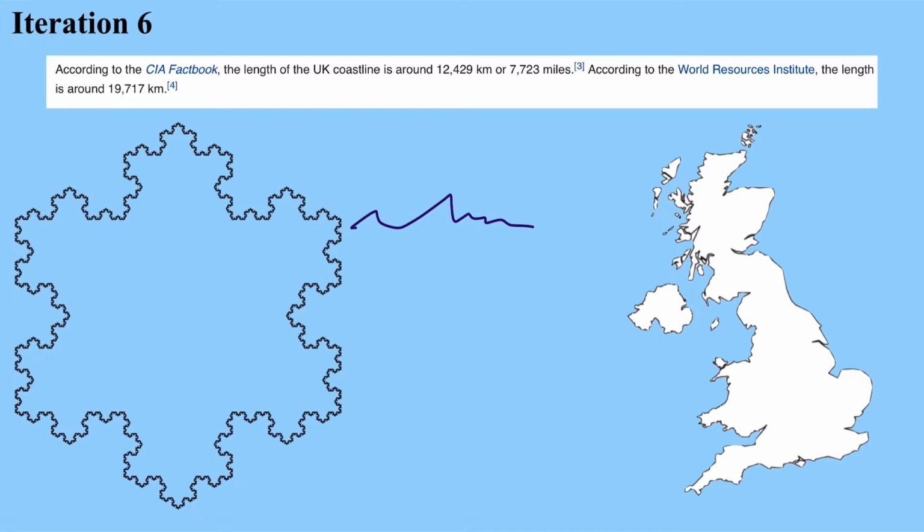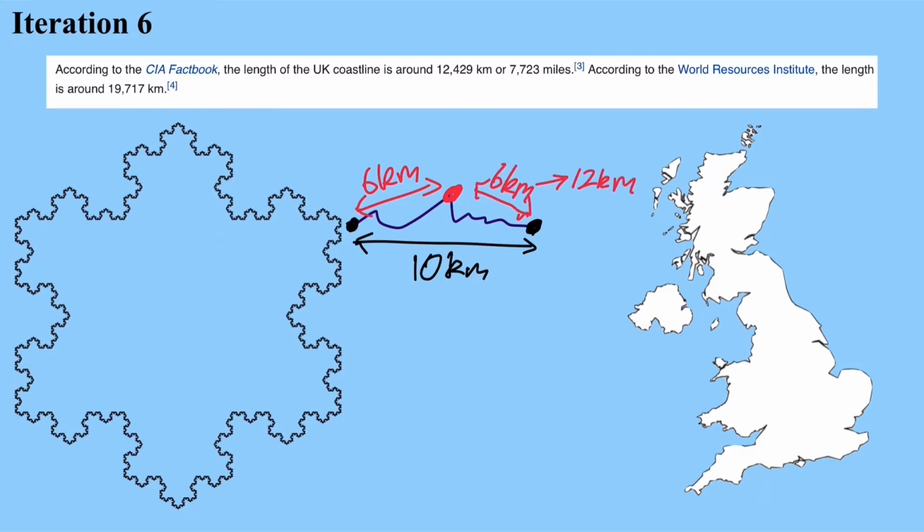You could take the measurement just to be the distance between the furthest points. Let's say that could be something like 10 kilometers, for example. Or you could make your degree of measurement a little finer. You could pick a point in the middle because it's not a flat line. And the length between the points can now be 6 kilometers, so a total overall of 12 kilometers. So you can see here how using a finer degree of measurement actually increases the measured length of coastline.